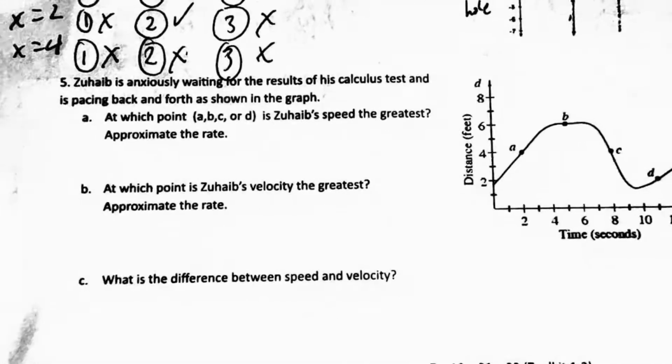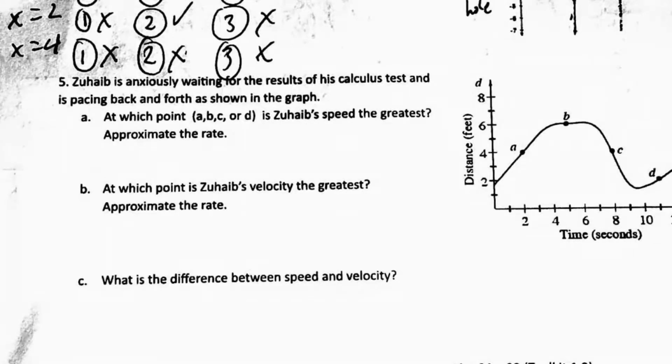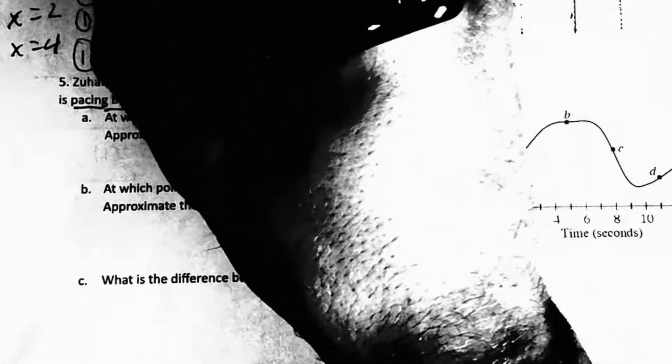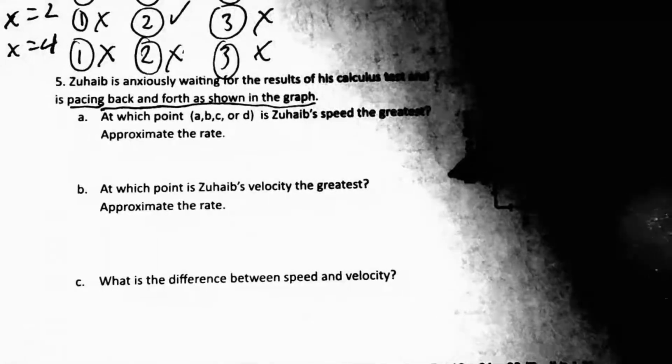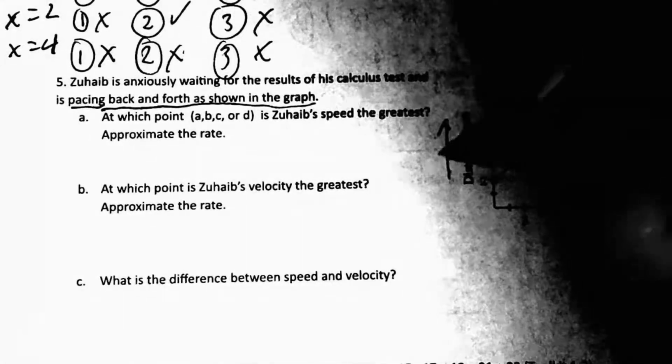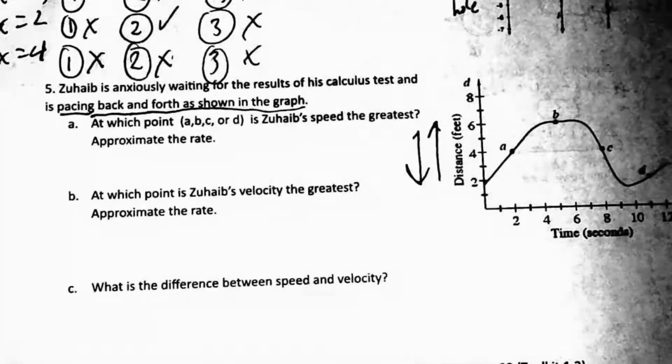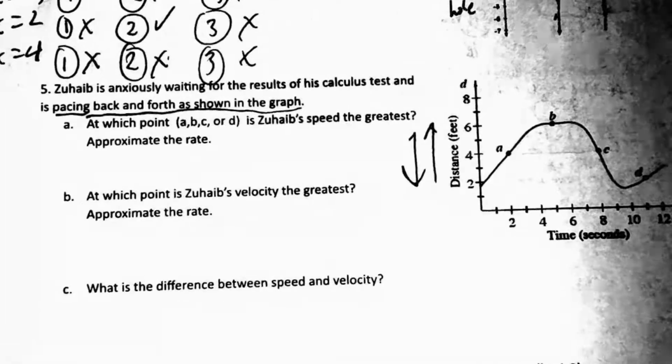All right. This is kind of a preview of where we're going in calculus. So we have Zuaib is anxiously waiting for the results of his calculus test and is pacing back and forth as shown in the graph. So it's always good to connect the graph to what the explanation is. So if we're pacing back and forth, we're moving away and then we're coming back. Okay, so the question is, at which point A, B, C, or D is Zuaib's speed the greatest?